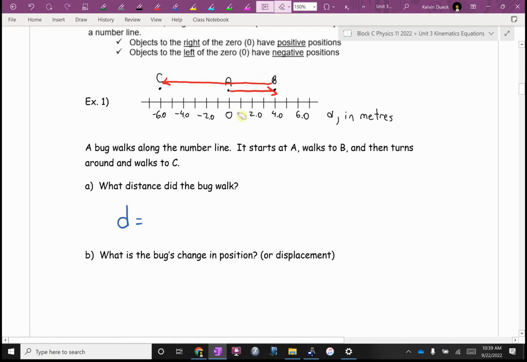Well, Amber, how far did it travel from A to B? How many meters? How many meters did it travel from B to C? Be careful, you're going to have to do a little bit of math in your head. How many meters did it travel from B to C? So what's its total distance? Yes. Units, meters.